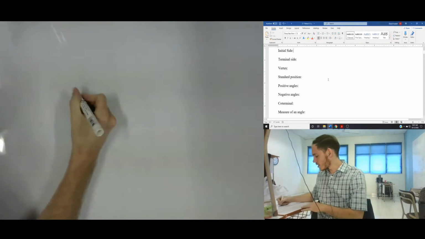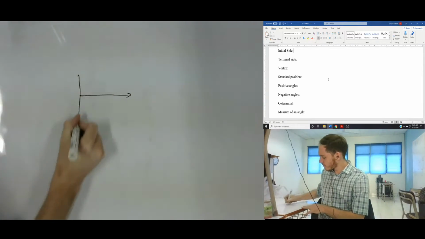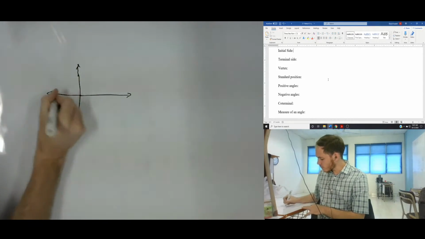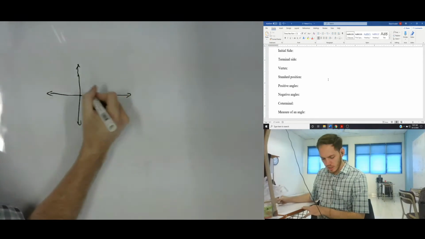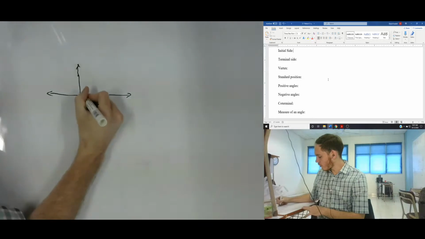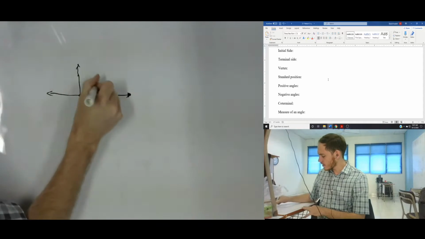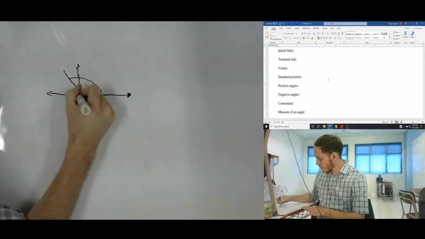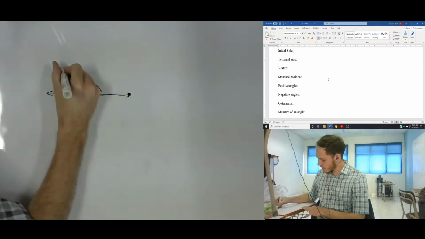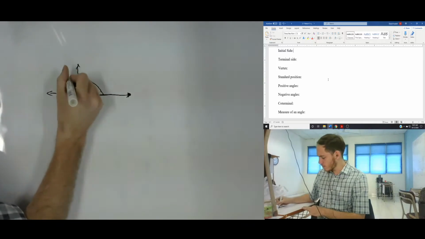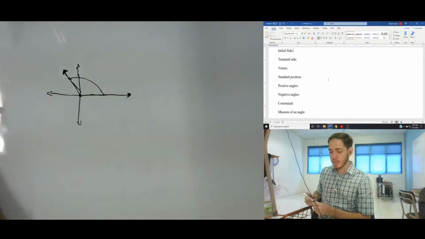Vertex is the corner, then terminal side, standard position. Standard position is important. You need to know that we're going to be using rectangular coordinates, at least for right now. In standard position, our initial side is on the horizontal, on the x-axis, and our terminal side is a rotation counterclockwise from it. This is going to be our standard position.